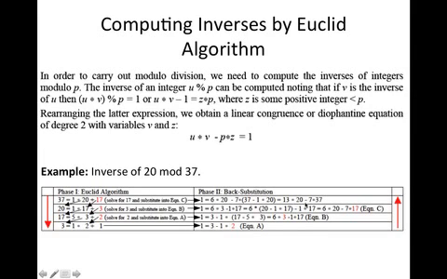And if you look at this, we got our number 20. We got our number 37. Those are the two numbers that we wanted to work with. We were just trying to compute the inverse of 20 in mod 37. And we put it into a form. And they are actually equal to 1.